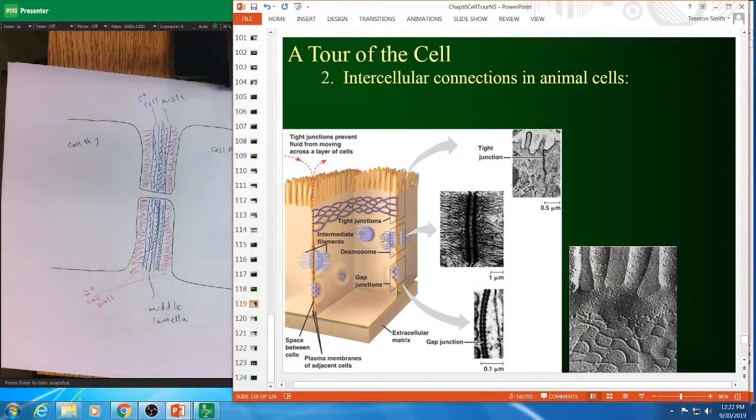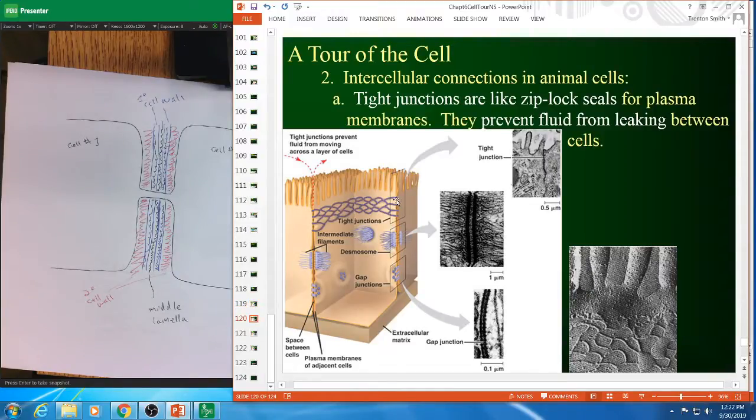Then I want to talk about the connections among animal cells, and that's why I went down and grabbed my boxes. There are three different kinds of connections in animal cells. The first one is called tight junctions. This is the one, if you notice, that prevents fluid from leaking. That's what I was just talking about.